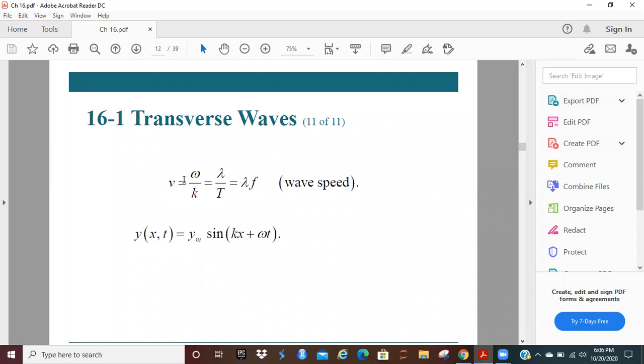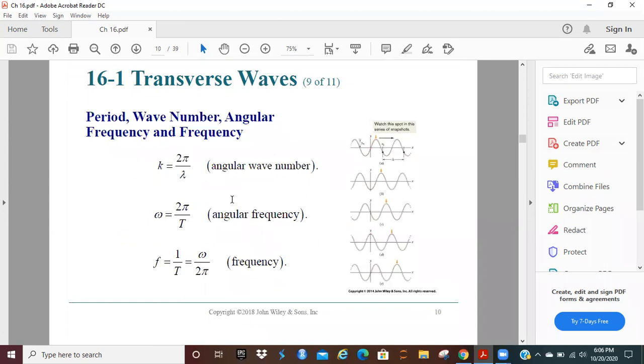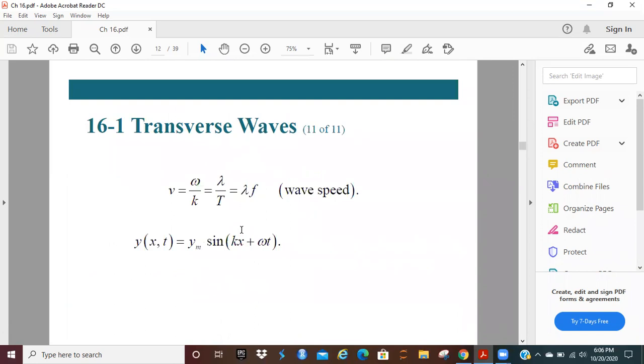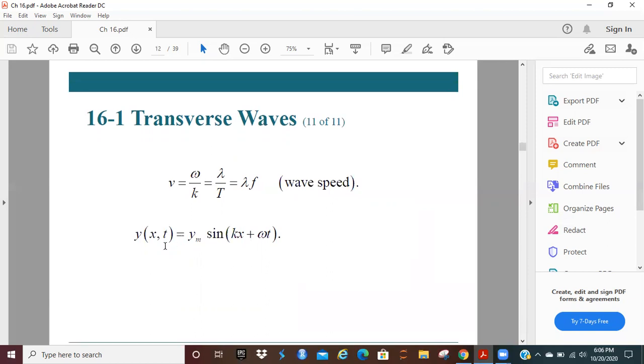So the velocity, or the wave speed, is going to be defined as omega divided by k, which is again going to be the angular frequency divided by the angular wave number. That's going to end up with a wavelength over the period, or the wavelength times the frequency. So if you put all of that information together, then your displacement is going to be the amplitude times the sine of kx plus omega t.